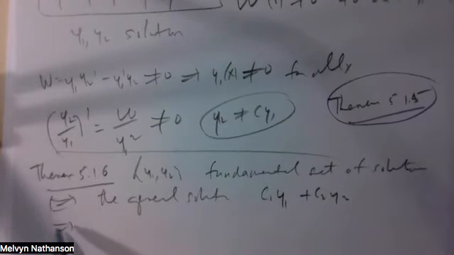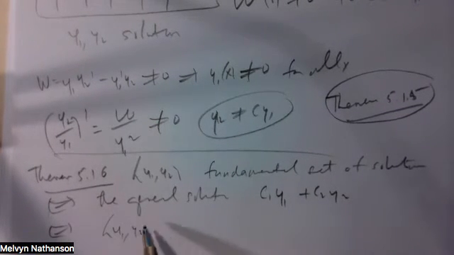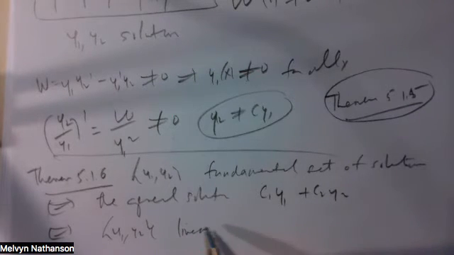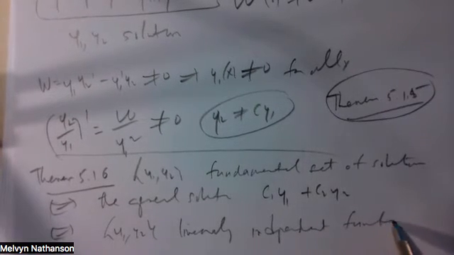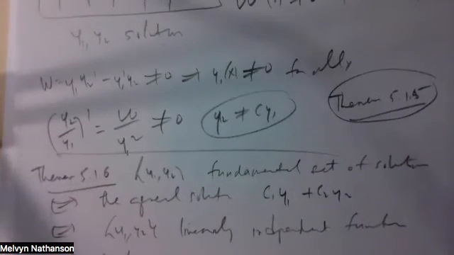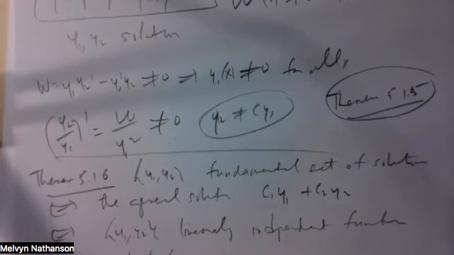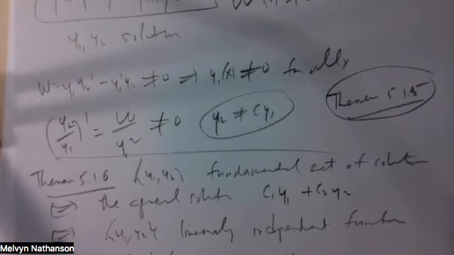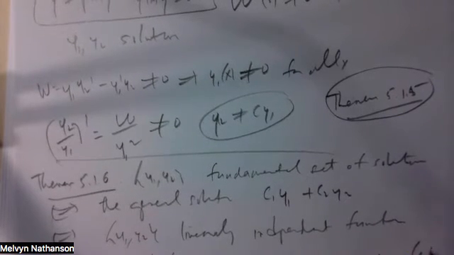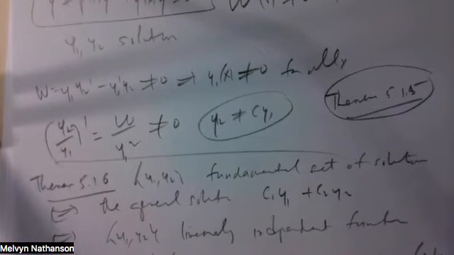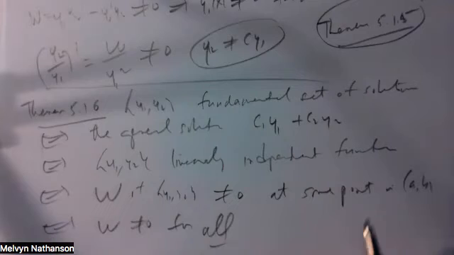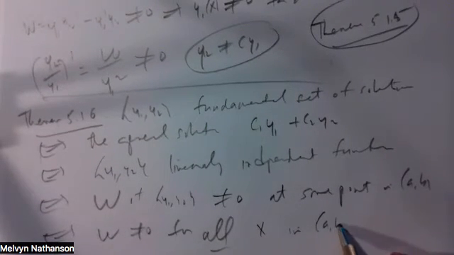And if and only if y1 and y2 are linearly independent functions, if and only if the Wronskian of y1, y2 is different from 0 at some point in the interval from a to b, if and only if the Wronskian is non-zero for all points x in (a, b).